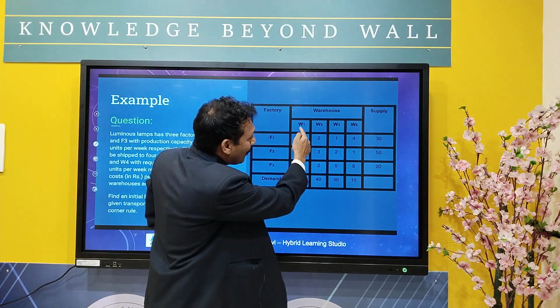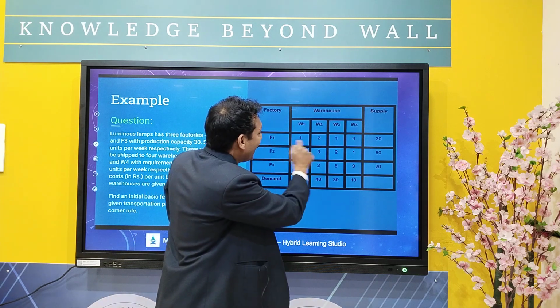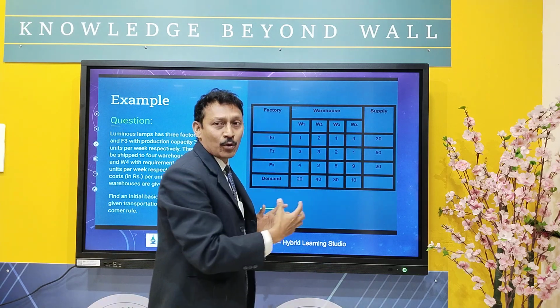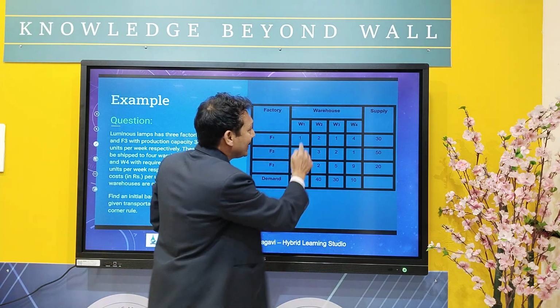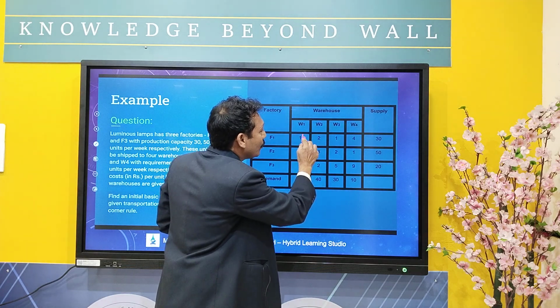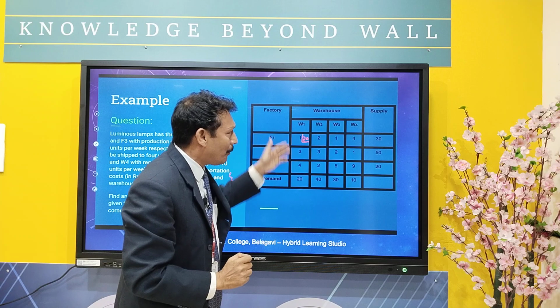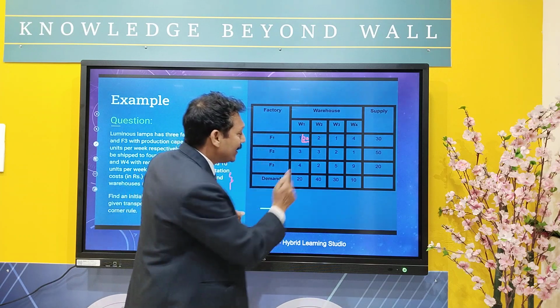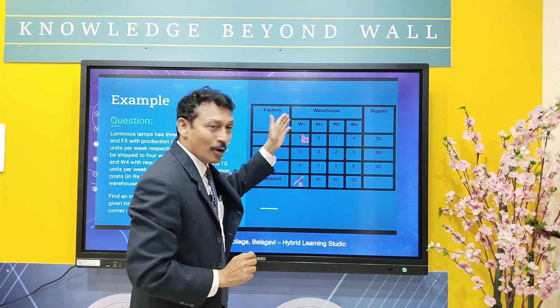But our W1 requirement is only 20, while our supplier F1 can supply 30 units. So how much are we going to allocate here? From these 30 units, 20 we allocate here. After allocating 20, the demand of warehouse W1 is fulfilled, so here it is 0.